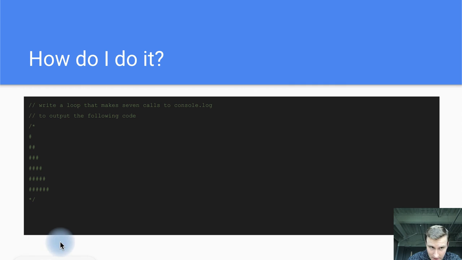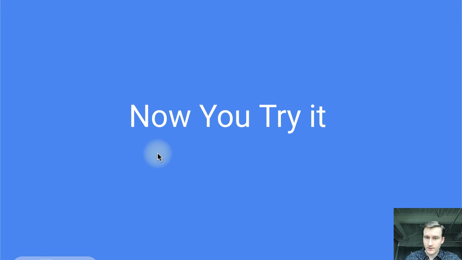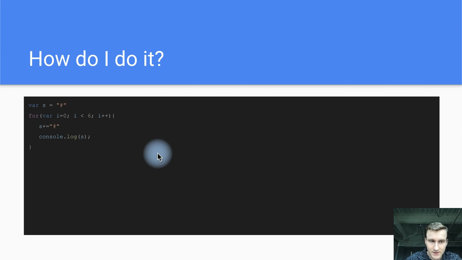So here we have a challenge: write a loop that makes 7 calls to console.log to produce the output of the following code. Pause video here, try it yourself. And here's the solution. We set a variable s and we set it equal to the pound sign, right? That's the string, and then we iterate through that and keep on appending that until we get the expected output.